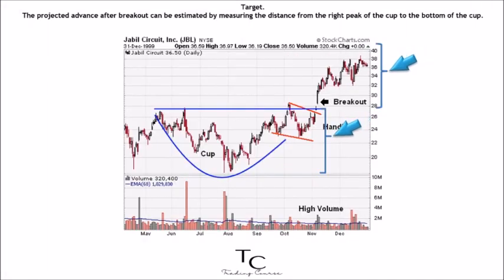Target. The projected advance after breakout can be estimated by measuring the distance from the right peak of the cup to the bottom of the cup.